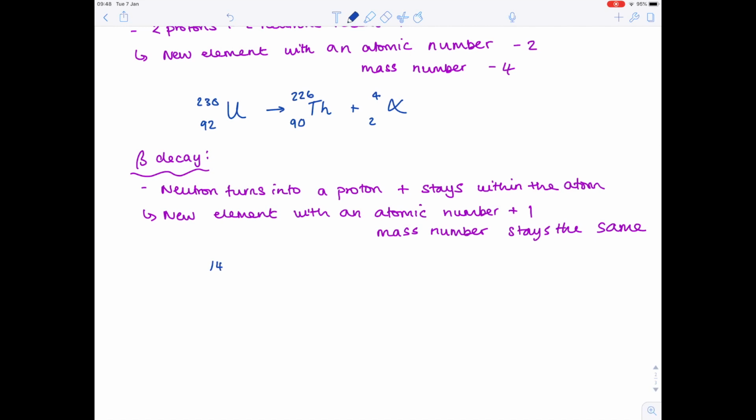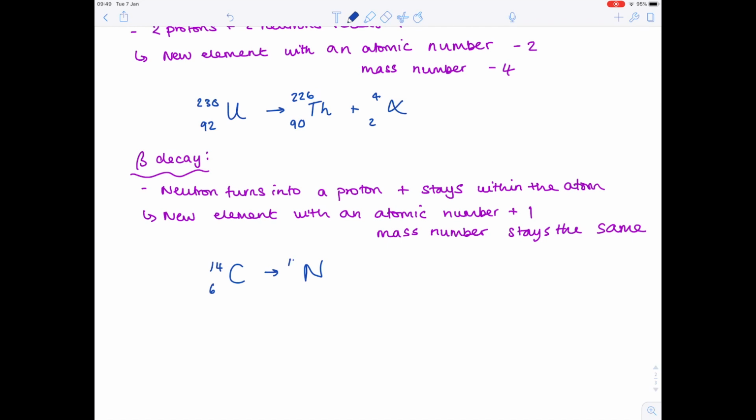So let's do an example again. Got carbon-14 here, so we're going to get a new element with a mass number which is the same as the original mass number, but the atomic number will have gone up by 1.